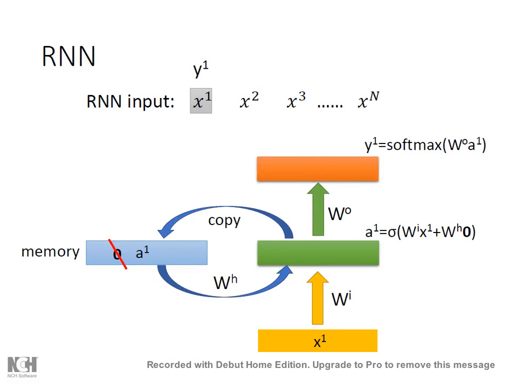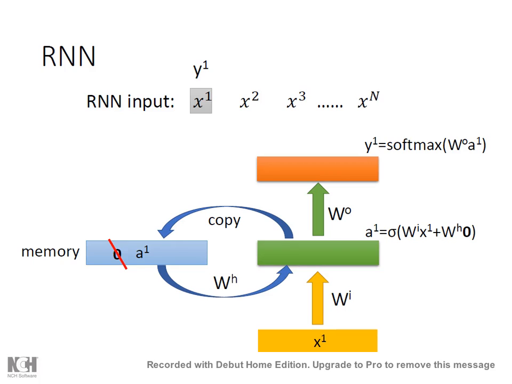Okay, so RNN works like this. Our inputs are S1, S2, S3, where 1, 2, 3 means the time step. So the first one is S1. S1 is your input here, and our neural network multiplies it with WI.